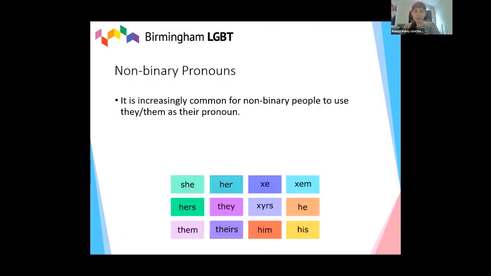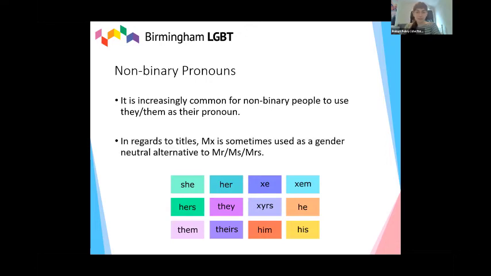In terms of non-binary people, it's increasingly common to use they and them in the singular as their pronoun. And in regards to titles, you might see Mx, which can be pronounced Mix, Mux, or Mixter, as a gender-neutral alternative title.